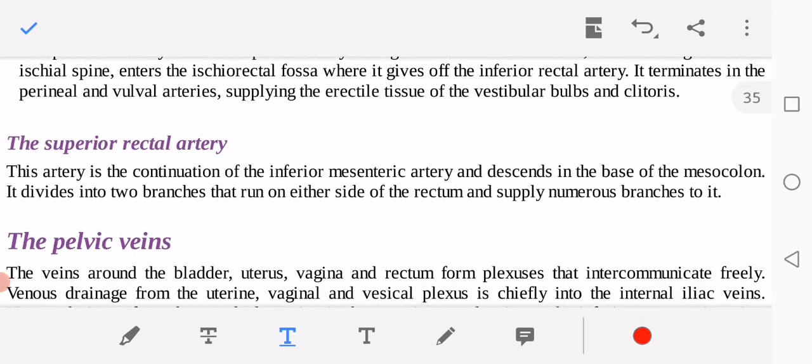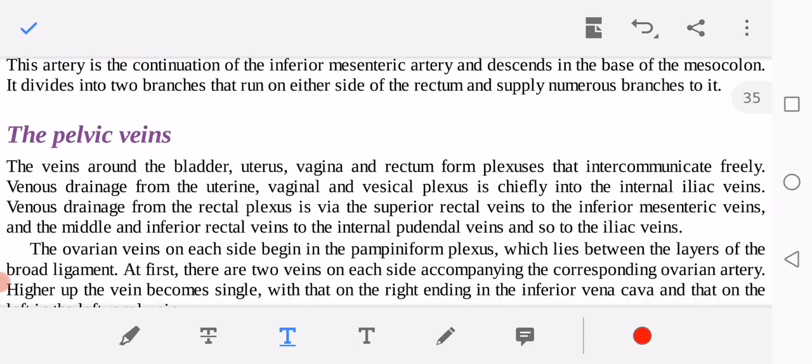So the superior rectal artery, this artery is the continuation of the inferior mesenteric artery and descends into the base of the mesocolon, and it divides into two branches that run on each side of the rectum and supply numerous branches to it. Now about the veins.